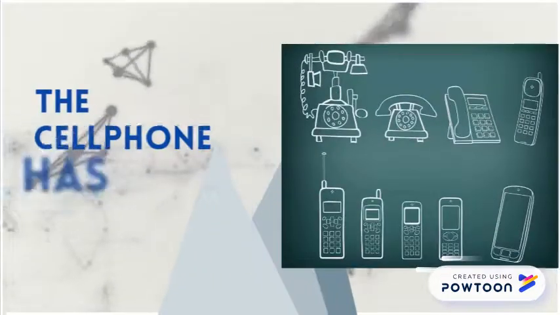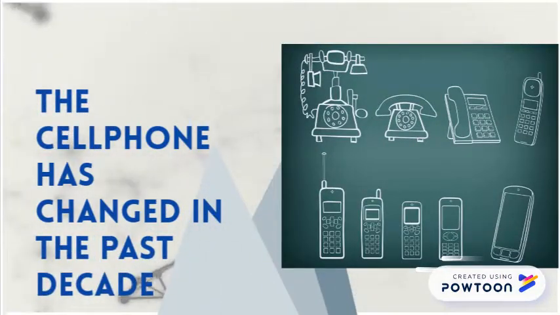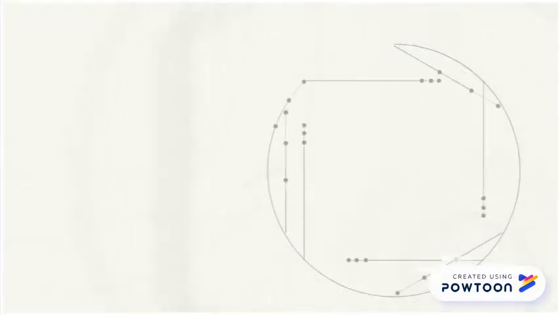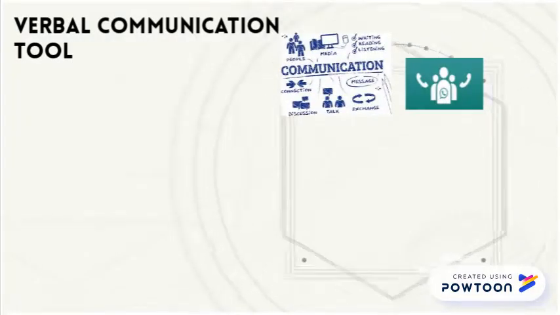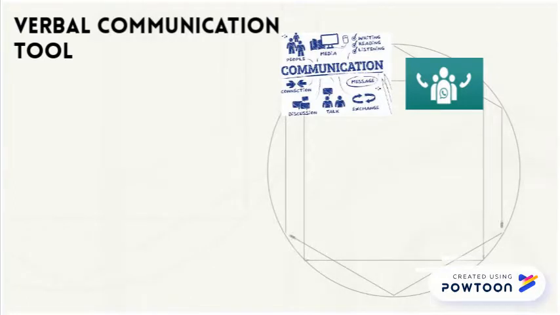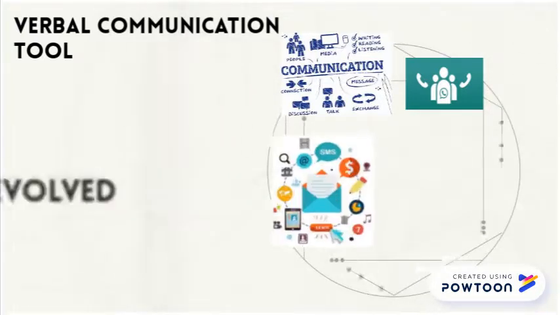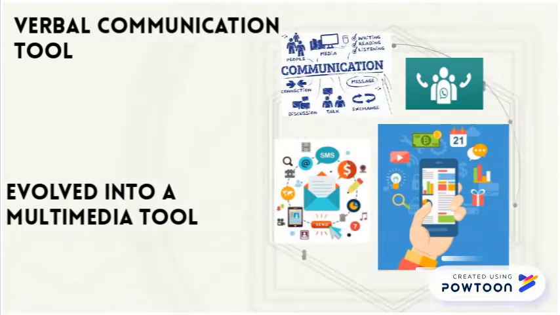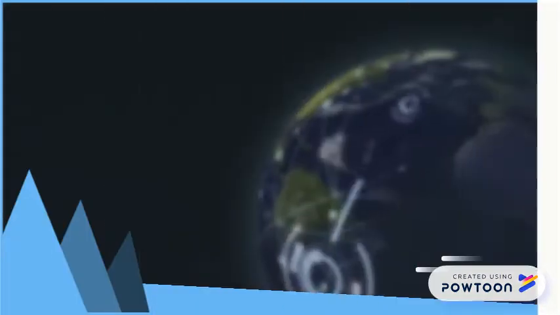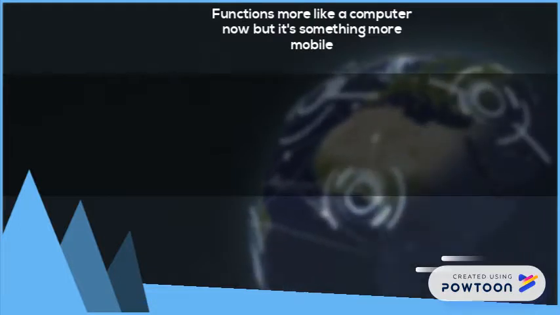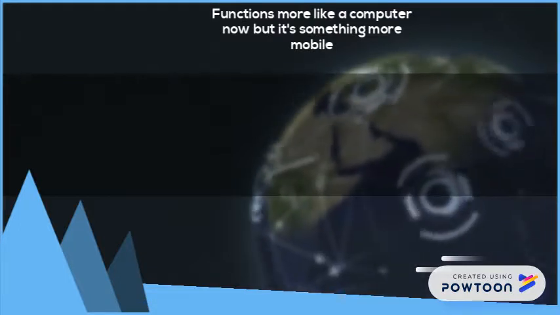The cell phone has changed and developed so much in the past decade that you can do almost anything with it. Before, it was used as a verbal communication tool, but in recent years, it has evolved into a multimedia tool that adopted the name mobile device. A cell phone functions more as a computer now, but something more mobile.